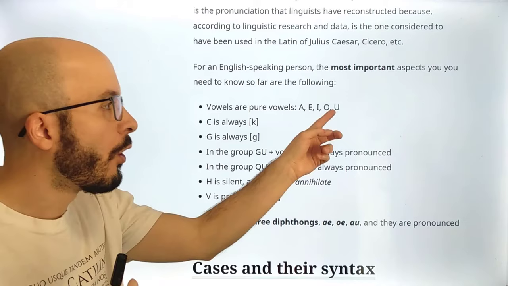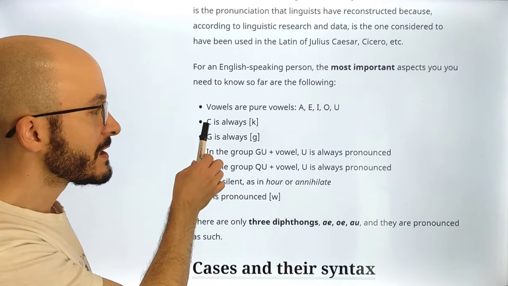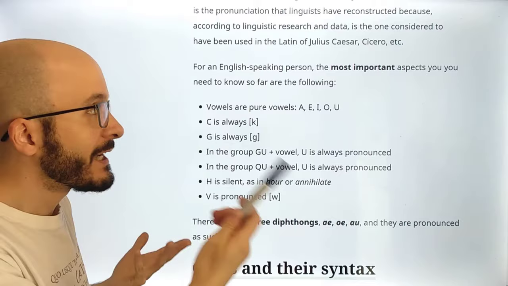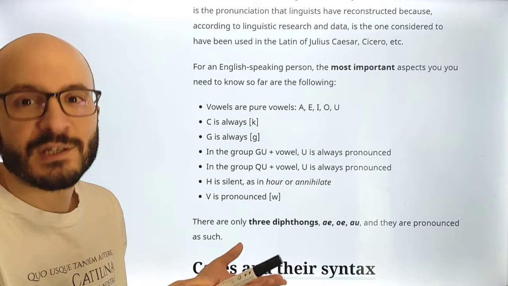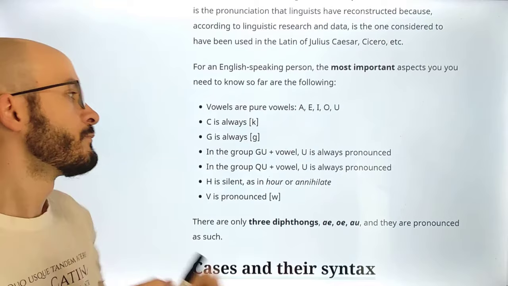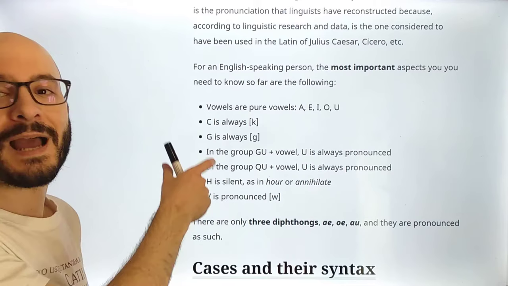Later, C is always k. So ka, ke, ki, ko, ku. No se, no si, no things like that. Okay, so for example, Cicero, that's, of course, the English pronunciation. How did Cicero himself pronounce his own name? Kikero, Kikero, Kikero. Okay, so C is always k, G is always g. So ga, ge, gi, go, gu.